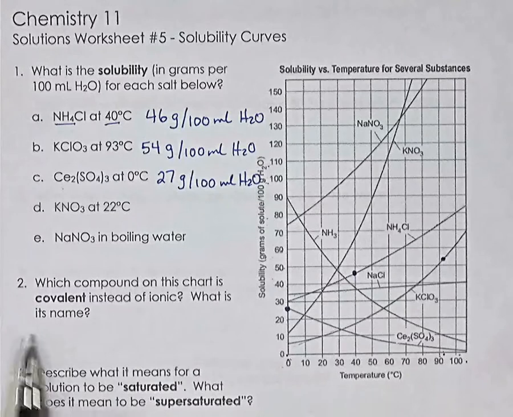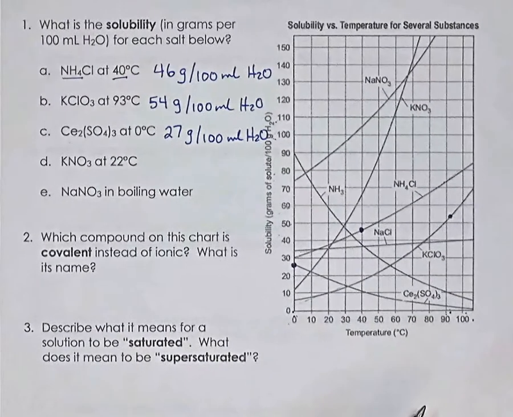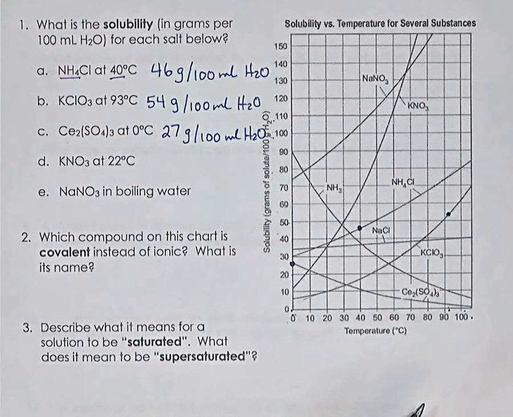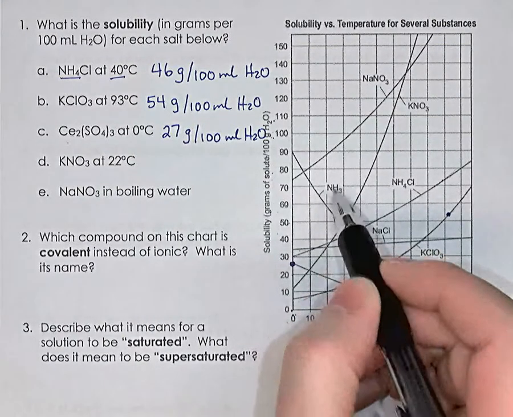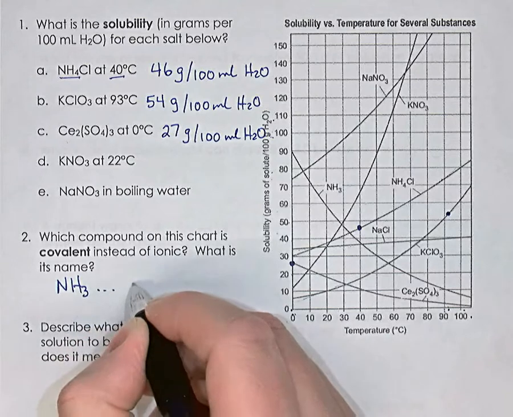So question number 2 says, which compound on the chart is covalent instead of ionic? Ionic is where you have a metal cation bonded with non-metal anions, or where you see complex ions involved in the formula. The one that does not fall into that category is ammonia, NH3. So NH3 is ammonia.